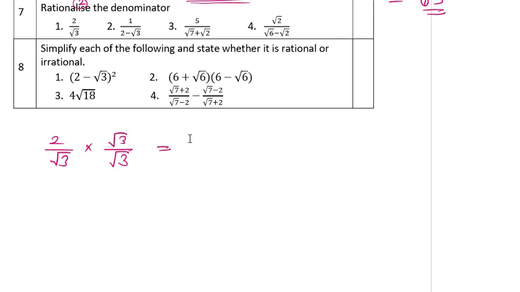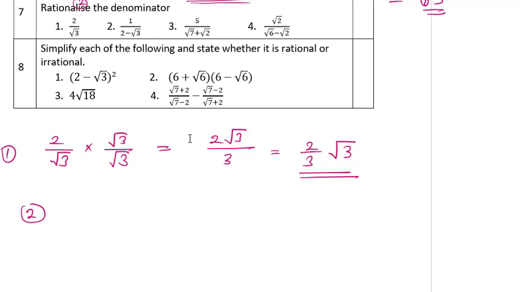So what will I get? In the numerator I will get 2 root 3, and in the denominator root 3 into root 3, I will get 3. So I can also write 2 root 3 upon 3. Now the root 3 in the numerator is okay, because the question is to rationalize the denominator. Okay, now let us see the second question.